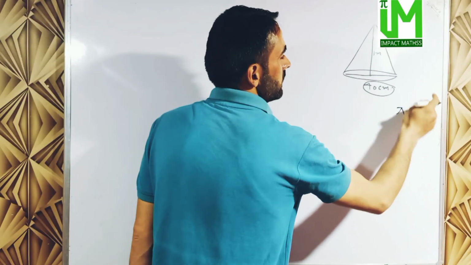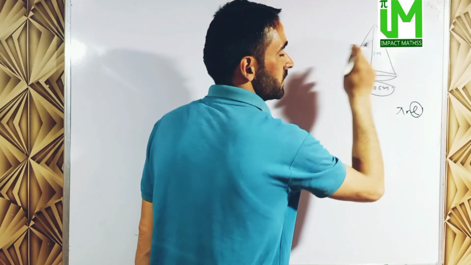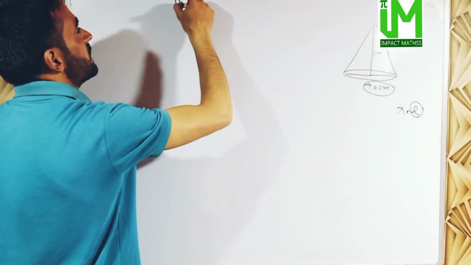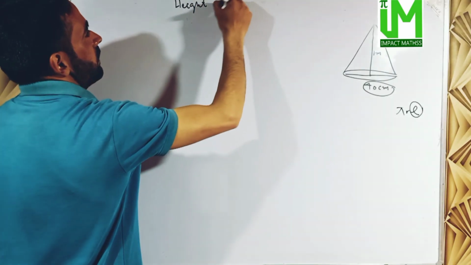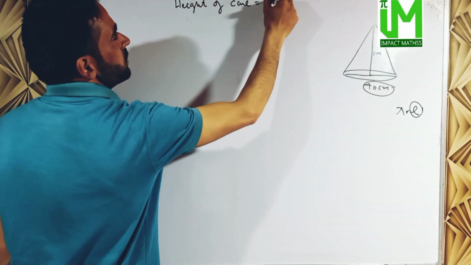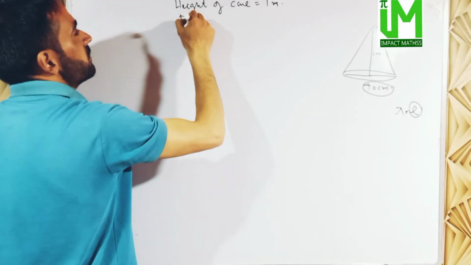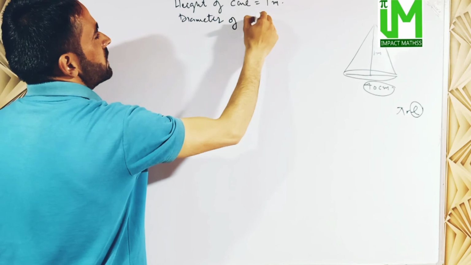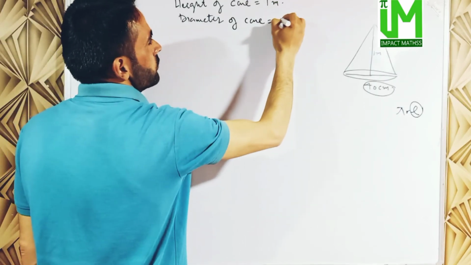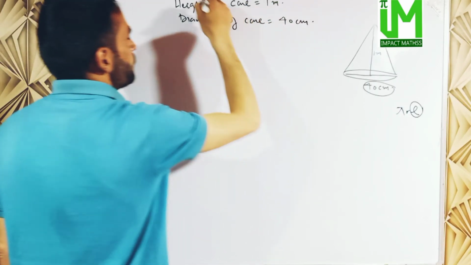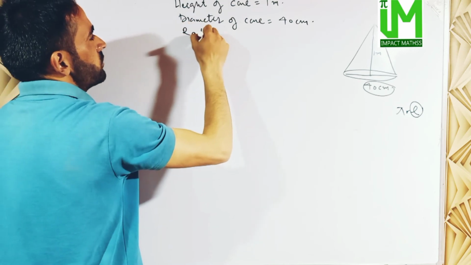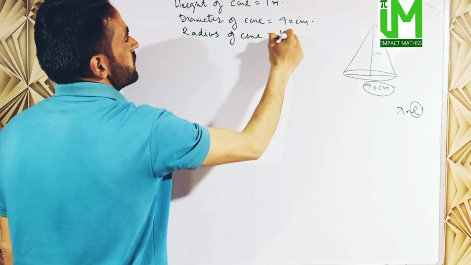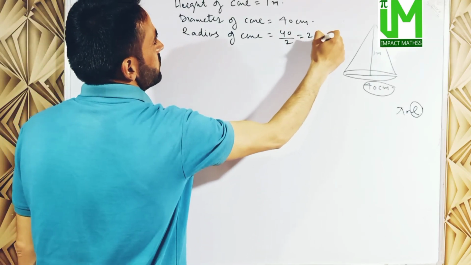So first we will be computing the curved surface area. The formula is pi r l, where l is the slant height. We are given the height, so we'll write: height of cone is equal to 1 meter, and diameter of base of cone is 40 centimeter. So the radius of cone is 40 divided by 2, which will be 20 centimeter.